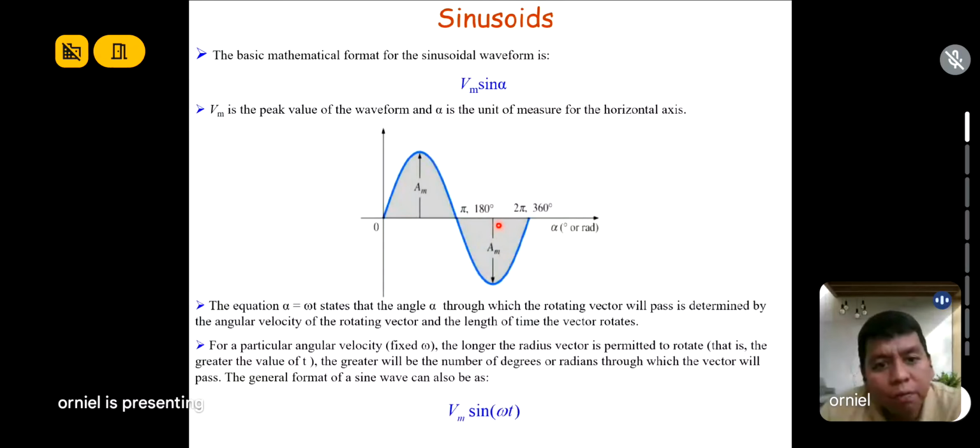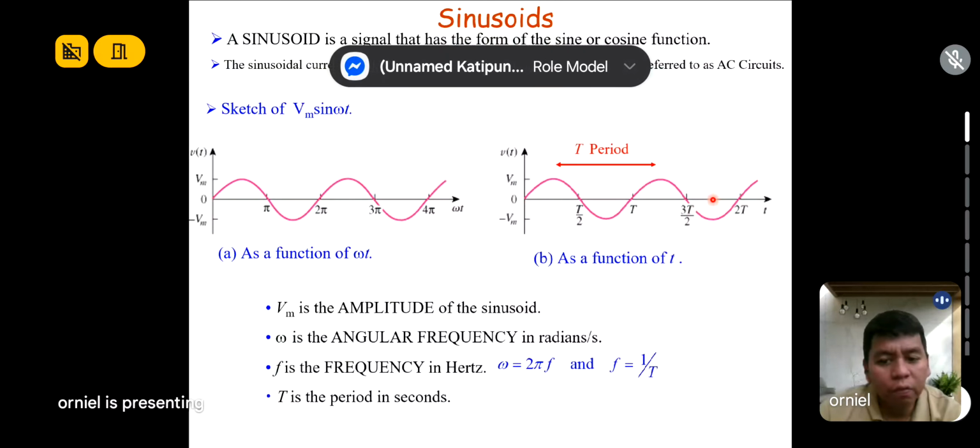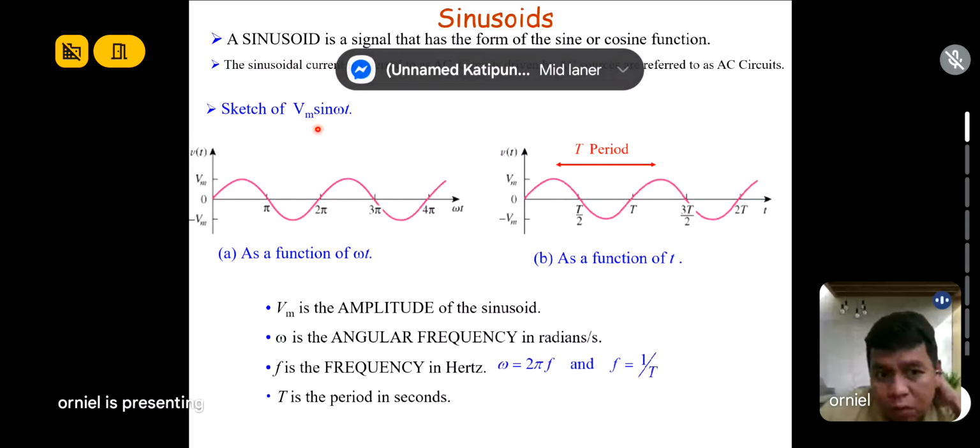So the basic mathematical format for a sinusoidal waveform is Vm sine alpha. Vm is the peak value of the waveform, and alpha is the unit measure of the horizontal axis. Now, let's see this one. The difference of a different function, using the angular velocity as well as a function of the period, with respect to time. As you can see, we have two different waveforms here, sketched for Vm sine omega t.